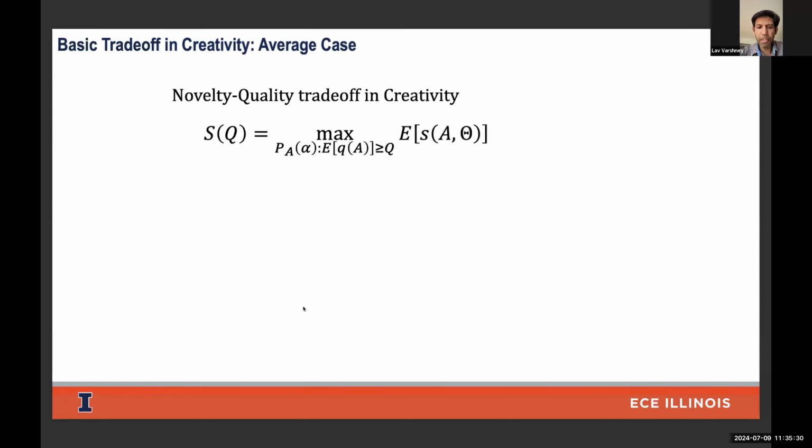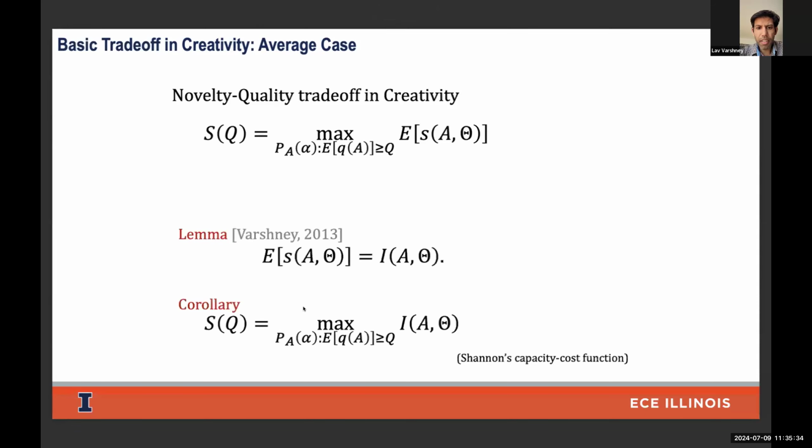And the interesting thing, if you go to the next slide, is that the expected Bayesian surprise is actually Shannon's mutual information. And so, in fact, the novelty quality trade-off is a flipped around version of Shannon's capacity cost function. So there's a very fundamental relationship between creativity on the one hand and communication or resolution of uncertainty on the other, which is quite interesting.